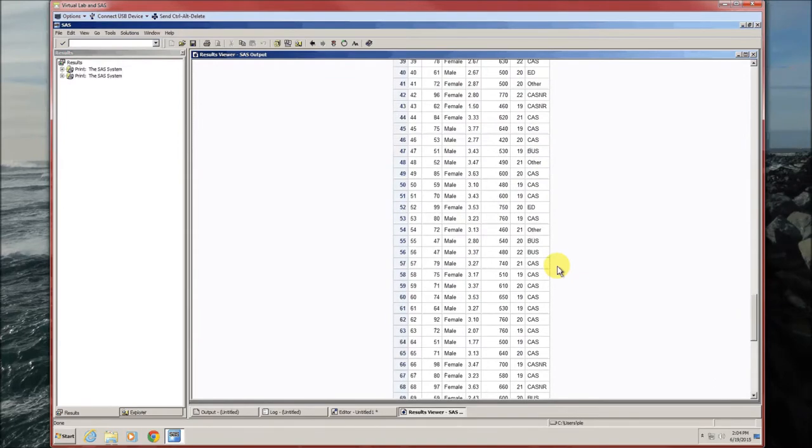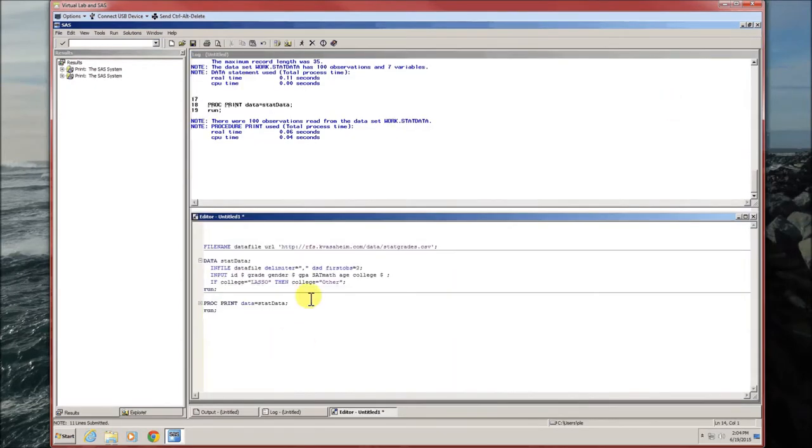And notice down here, the Lasso person is now an other person. So we just recoded part of our data. That will be very useful in the future for you and all of your data analysis. There are many ways of doing it. This is just one of them.